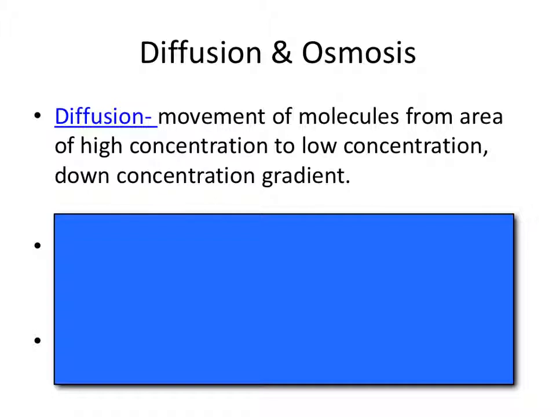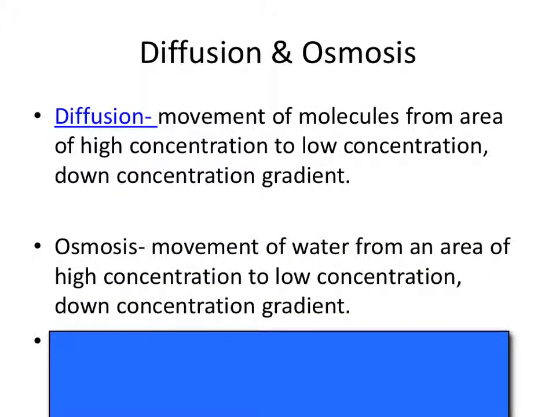So first I want to talk about diffusion, and I'm going to kind of give you the long version of this definition just because a lot of standardized tests really like to use the definitions of diffusion and osmosis, so I think it's important that you guys have heard it before. But diffusion is the movement of molecules, so any type of molecule, from areas of high concentration to areas of low concentration, moving down what we call the concentration gradient. So it's basically moving from areas where there's a lot of stuff to areas where there's not a lot of stuff.